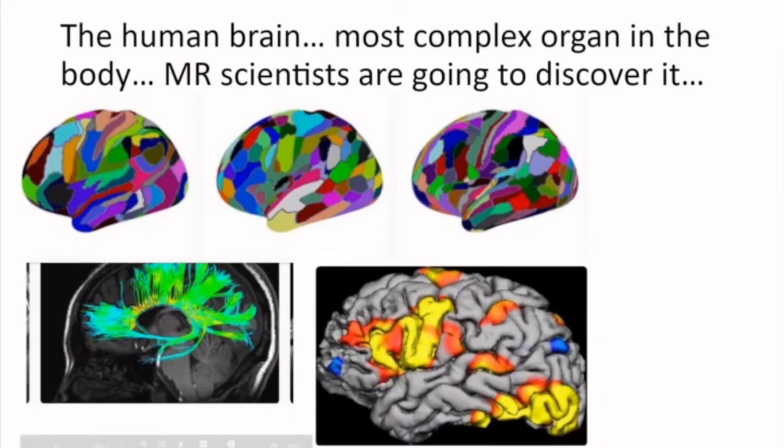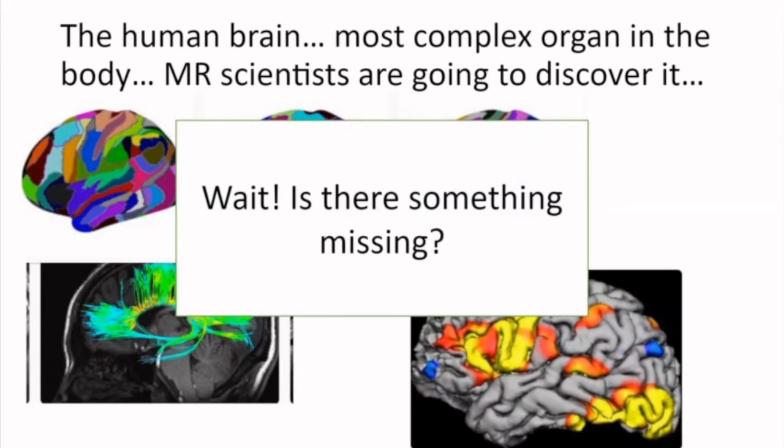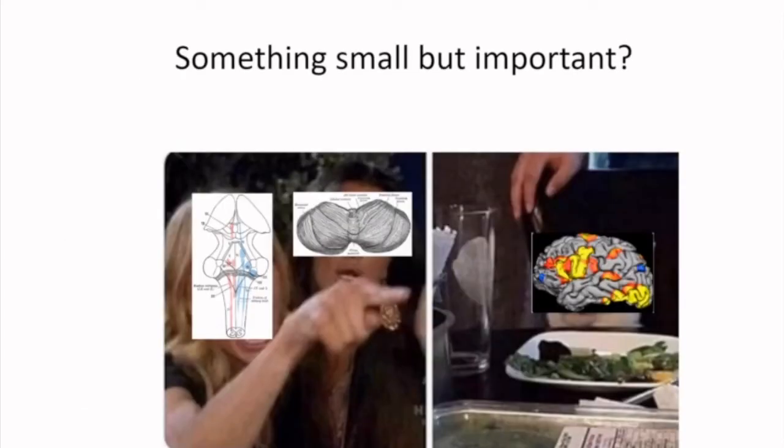Hi, my name is Xenia. So we are all more or less brain scientists, right? We are going to discover the most complex organ in the body, and we will solve how the brain works pretty soon, right? But aren't you missing one part, or some parts of the brain in all our analyses, like in most parcellations and images? Well, there are two small organs that are normally neglected.